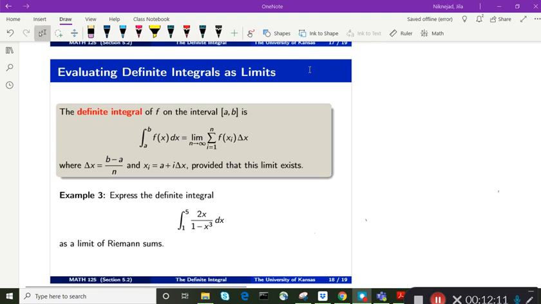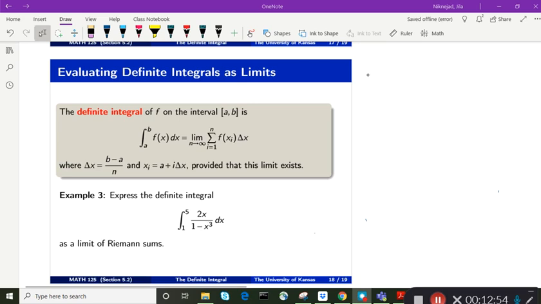Evaluating definite integral as limits. The definite integral of f on the interval a and b is the integral from a to b of f of x dx, and it's equal to the limit as n goes to infinity of the sigma i equal to 1 to n f of xi delta x, where delta x is equal to b minus a over n, and xi is equal to a plus i delta x. Now, let's evaluate this, and let's convert this integral into that summation notation.